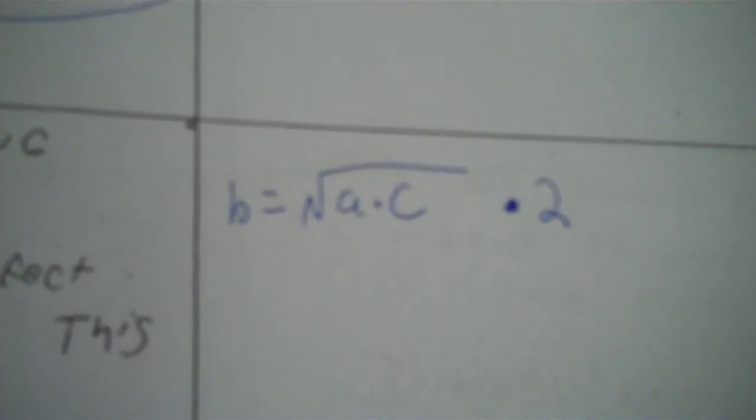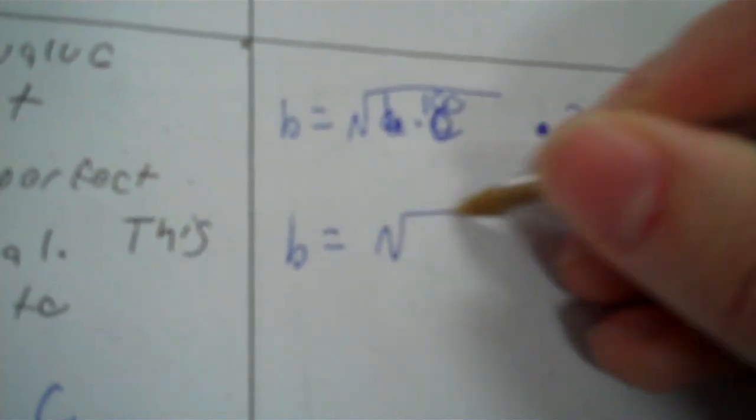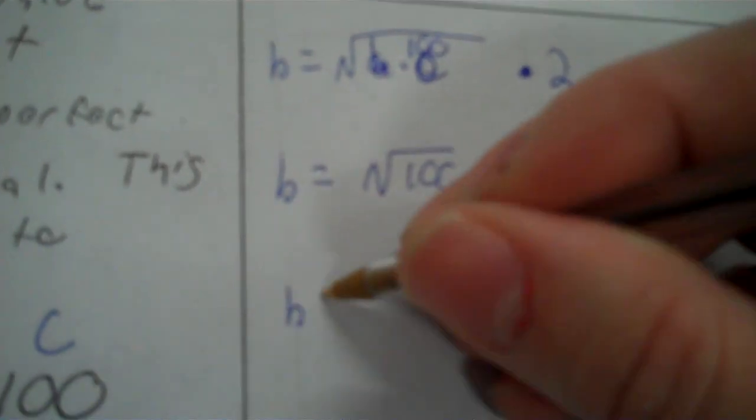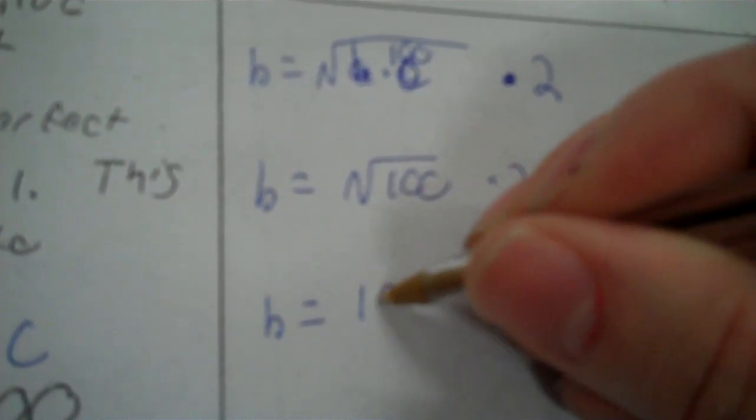So b is equal to the square root of the ac product, and then doubled, times by 2. So the a is 1, the c is 100, so it'd be 1 times 100, that's 100. So we'd have the square root of 100 times 2. Square root of 100 is 10, and then times 2 is 20, so b is 20.